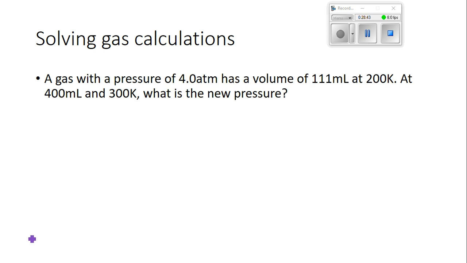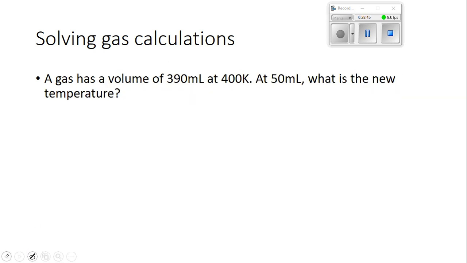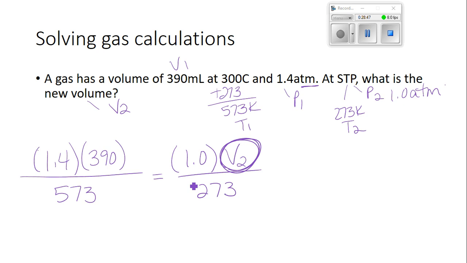All right, so I'm going to cross multiply, which means this gets multiplied up there, this gets multiplied up there, and V2 stays right there. So I solve for V2.